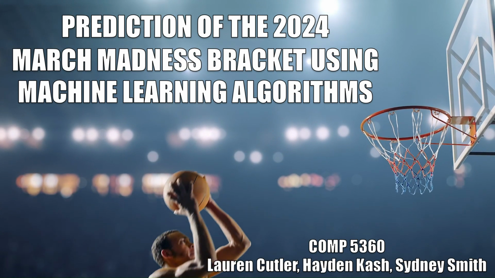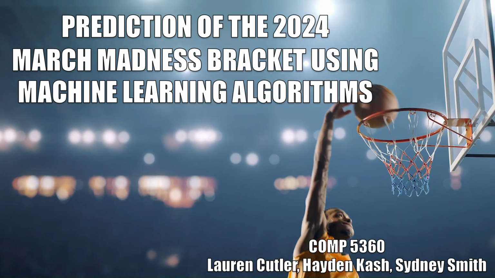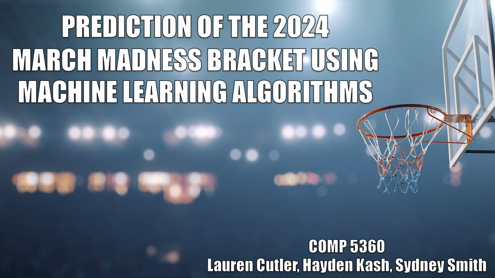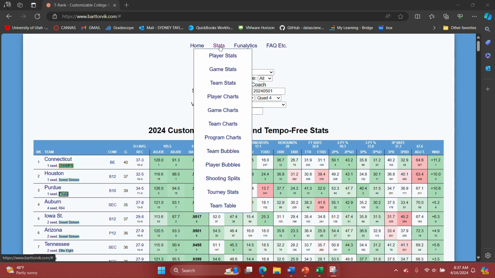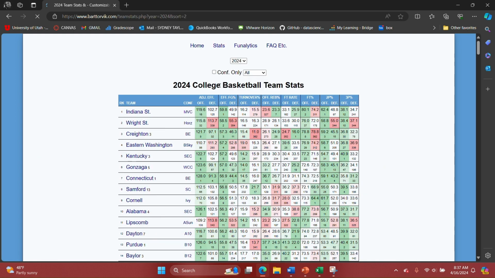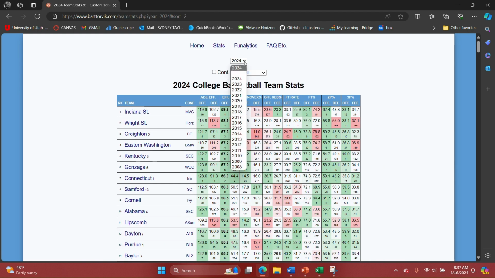For our final project, we attempted to predict the 2024 March Madness bracket using machine learning algorithms. To do this, we explored different classification methods such as logistic regression, decision trees, k nearest neighbors, and support vector machines, or SVM. We gathered our data from an online source and copied and pasted it into an Excel sheet.